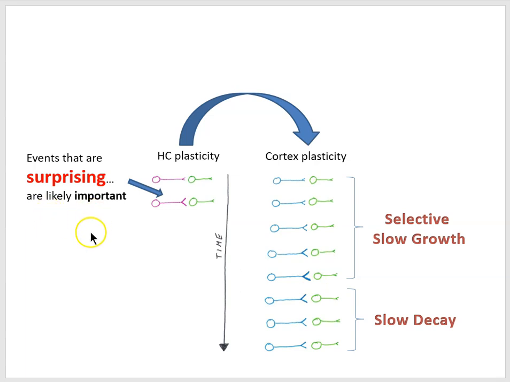Surprising events are likely to be important. If we encounter something that's surprising, it means our model of the world is not quite accurate, and that is important to understand. So we thought the world worked one way, and now we discover it works a different way. That's important information to store. The hippocampal plasticity will be high, will make a good strong memory trace, and system consolidation will store that information in the cortex.